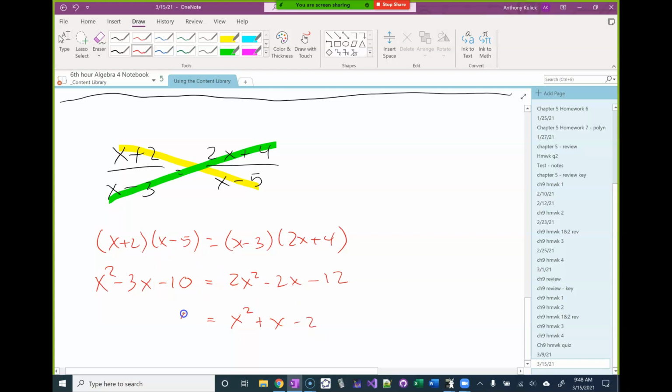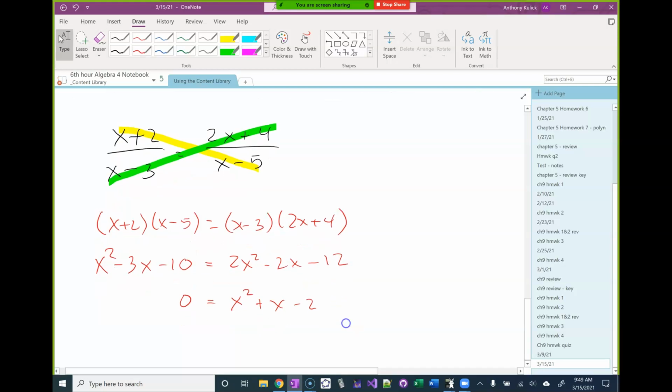To solve a quadratic, I can either factor or use the quadratic formula. In this case, this is factorable, so I'm going to factor. The two numbers that multiply give me -2 and add to give me +1. So my solutions would be -2 and +1.